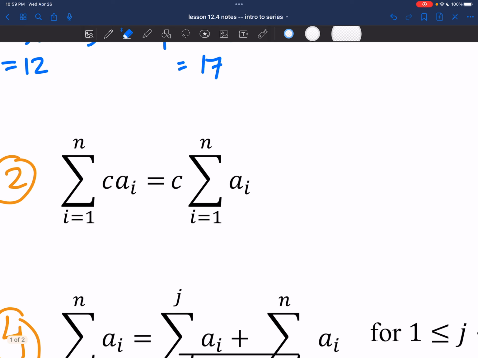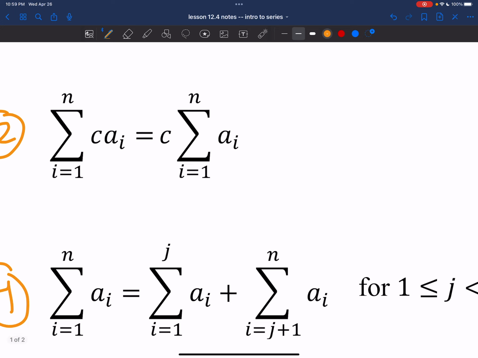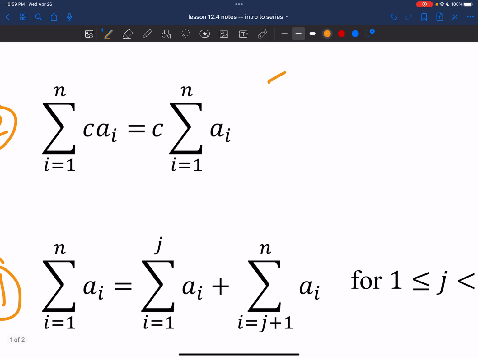Okay, next one. So it says the sum of c times a sub i equals c times the sum of a sub i. So basically what this means, and there is a kind of a reason we don't show you this till usually about calculus, because you might understand why this rule works a little bit more once you're in calculus. But maybe think of it like this, right? So suppose I have the sum of 3 times, I'm going to define a sub i to be 2i minus 1.